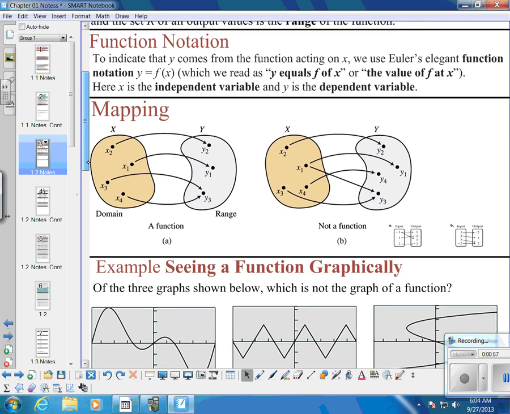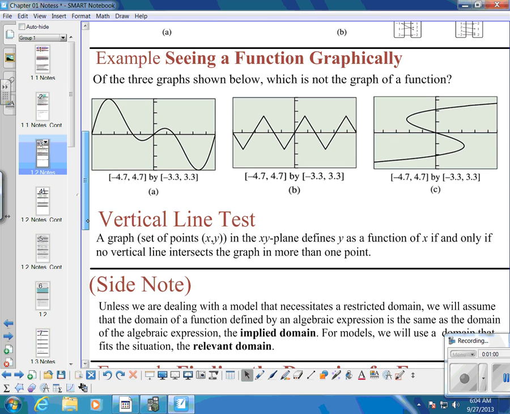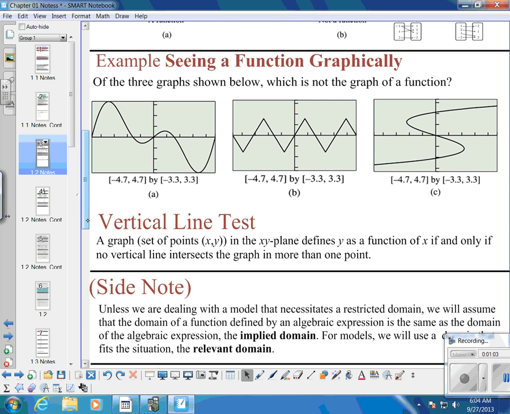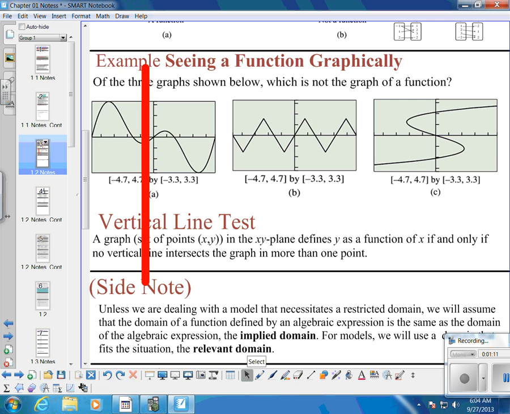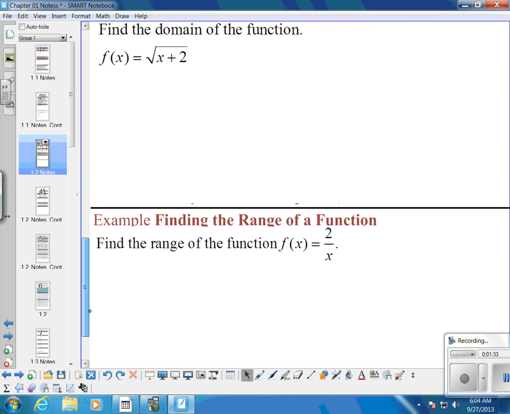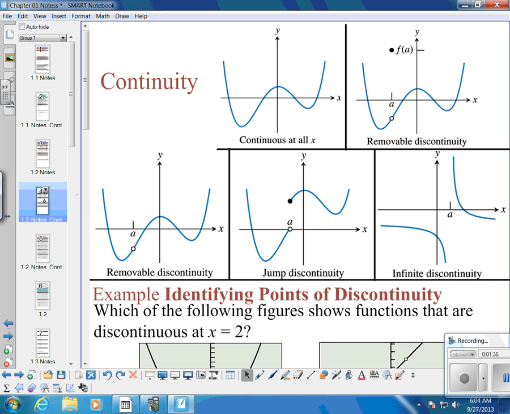We talked about what a function was. We talked about the vertical line test and how you can take a vertical line, drag it across the graph, and if that vertical line crosses the graph in more than one spot at any time, it's not a function. So both of those graphs are fine, but right when we got to there, we hit the graph in more than one spot with our vertical line, which means that's not a function. We went through an example of finding domain, an example of finding range.